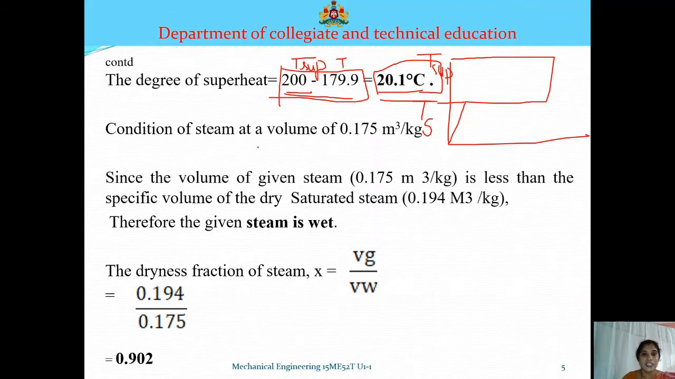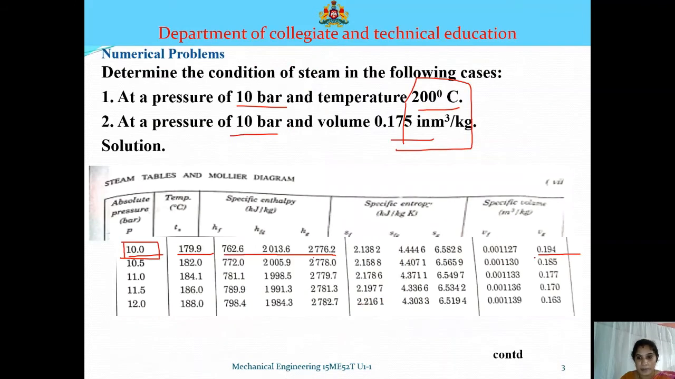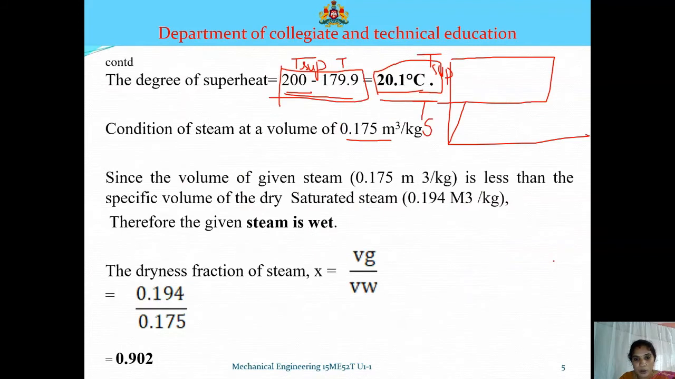So in the second condition, they have given the same pressure, but they have mentioned the volume. How much is the volume? It's 0.175 meter cube per kg. So again, if we look at the steam table for Vg, I'll show you the steam table. What is the value of Vg? That is the specific volume of dry steam. They have given 0.194. So please make a note of it.